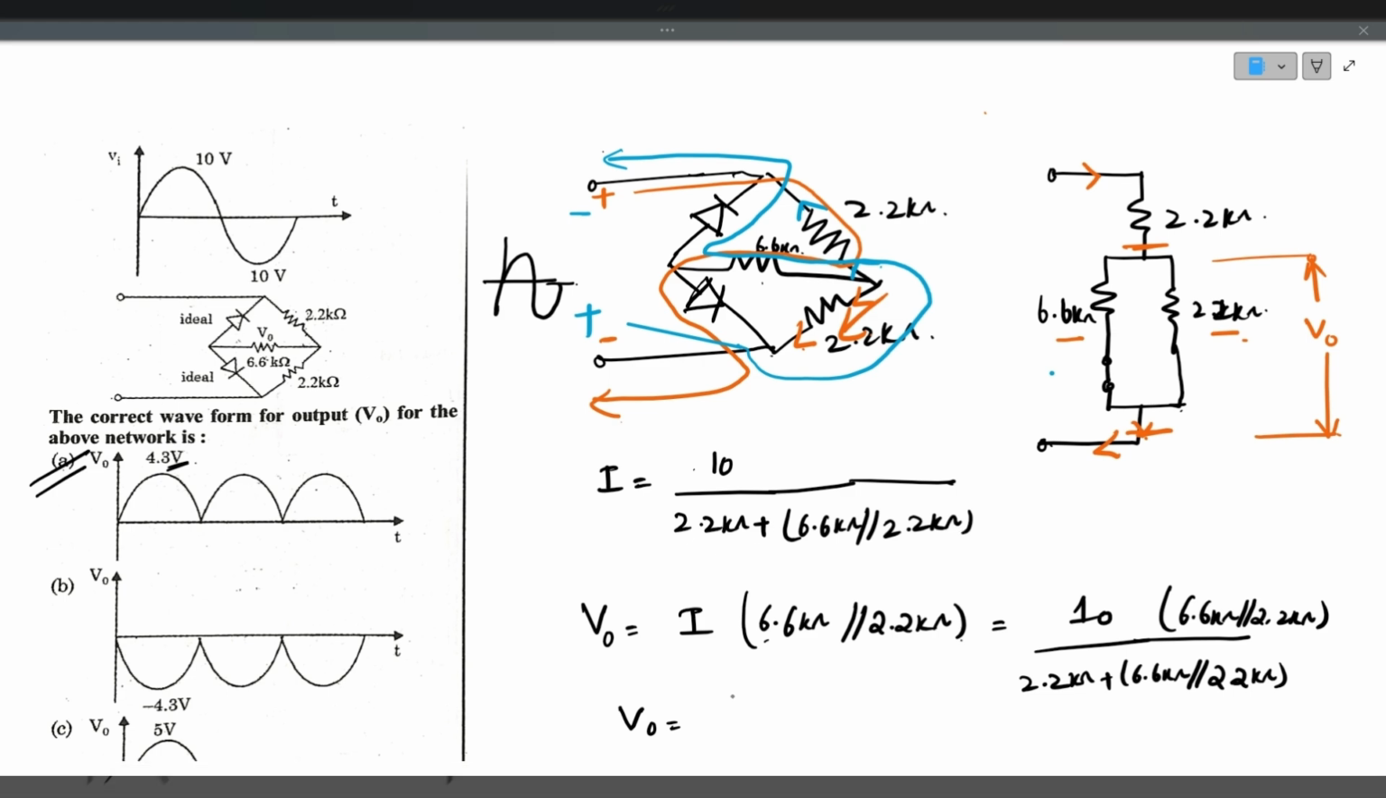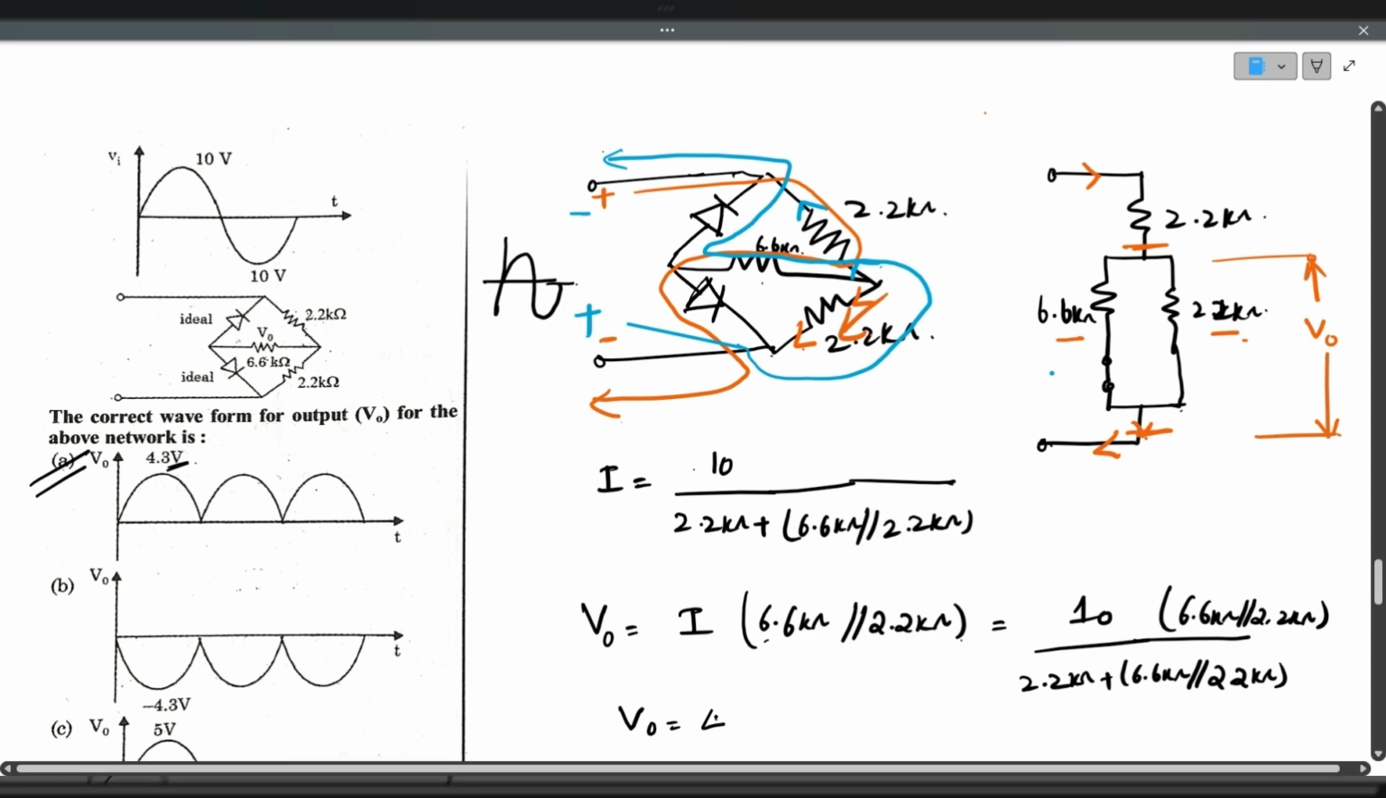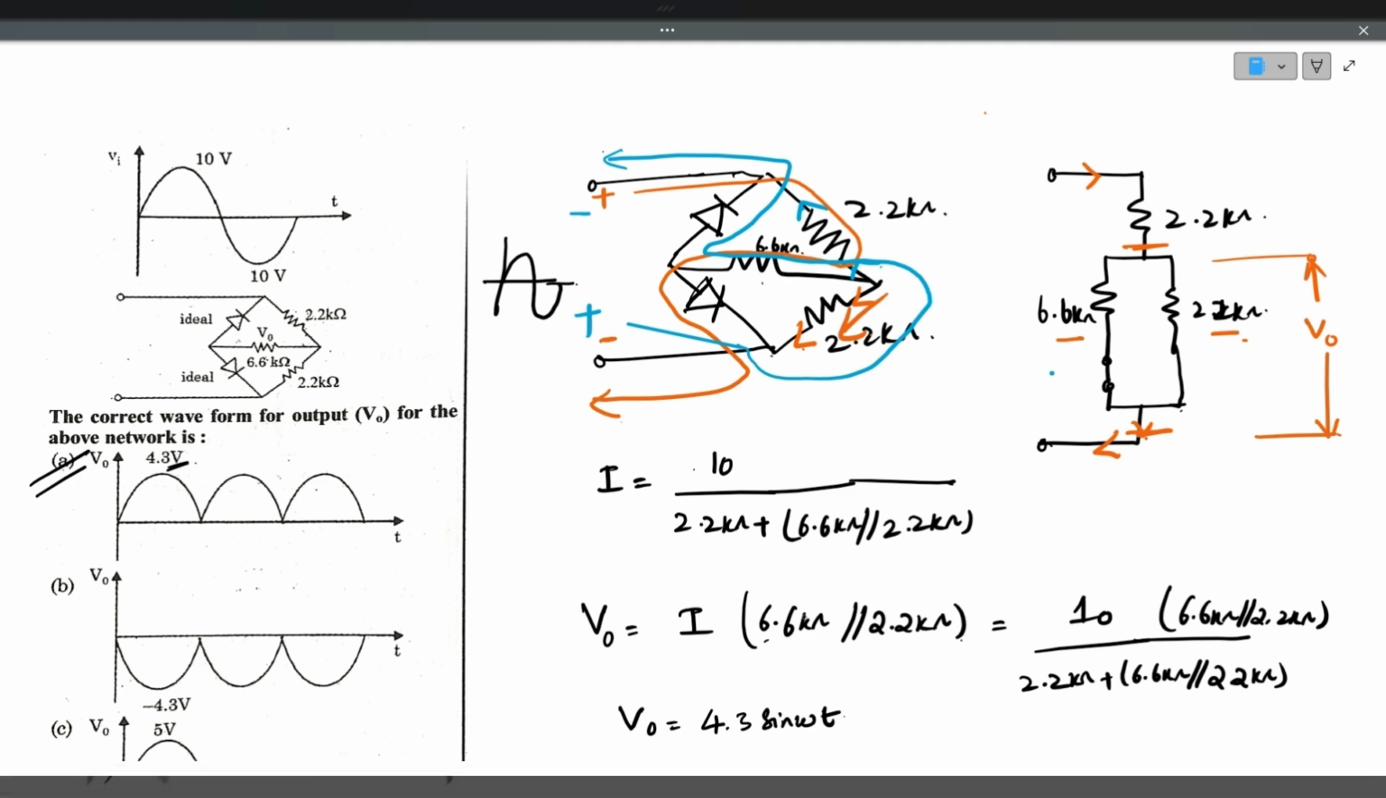So this entire thing is V out is equals to 4.3 sine omega t. This is for the positive half cycle. Okay. Now we'll see for the negative half cycle also.